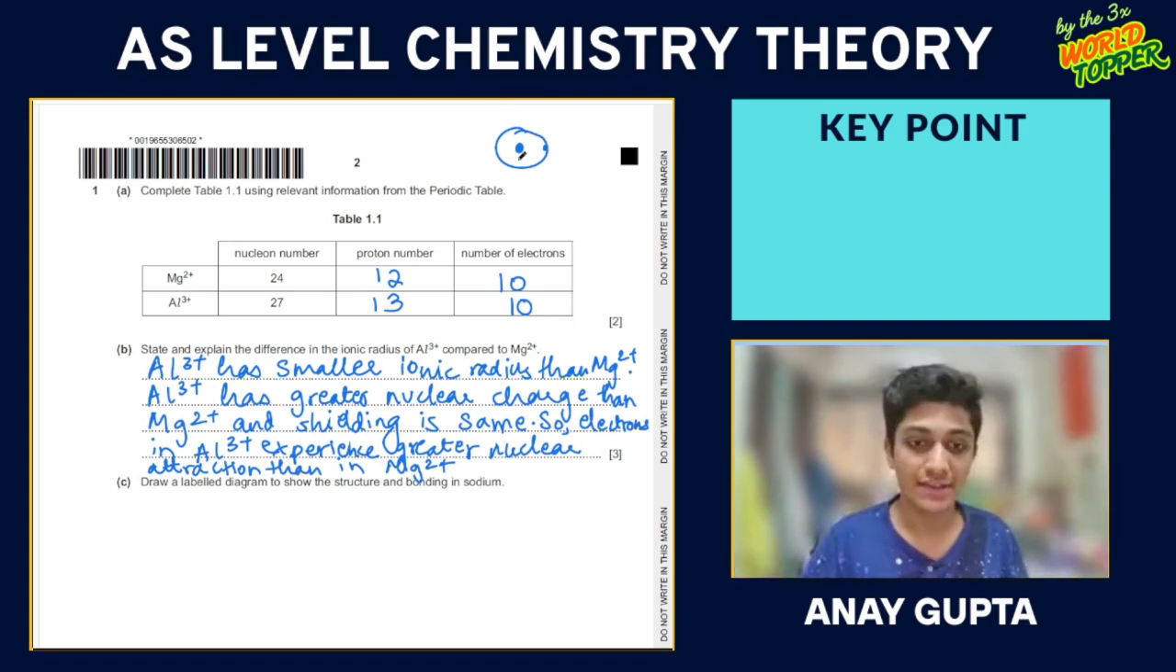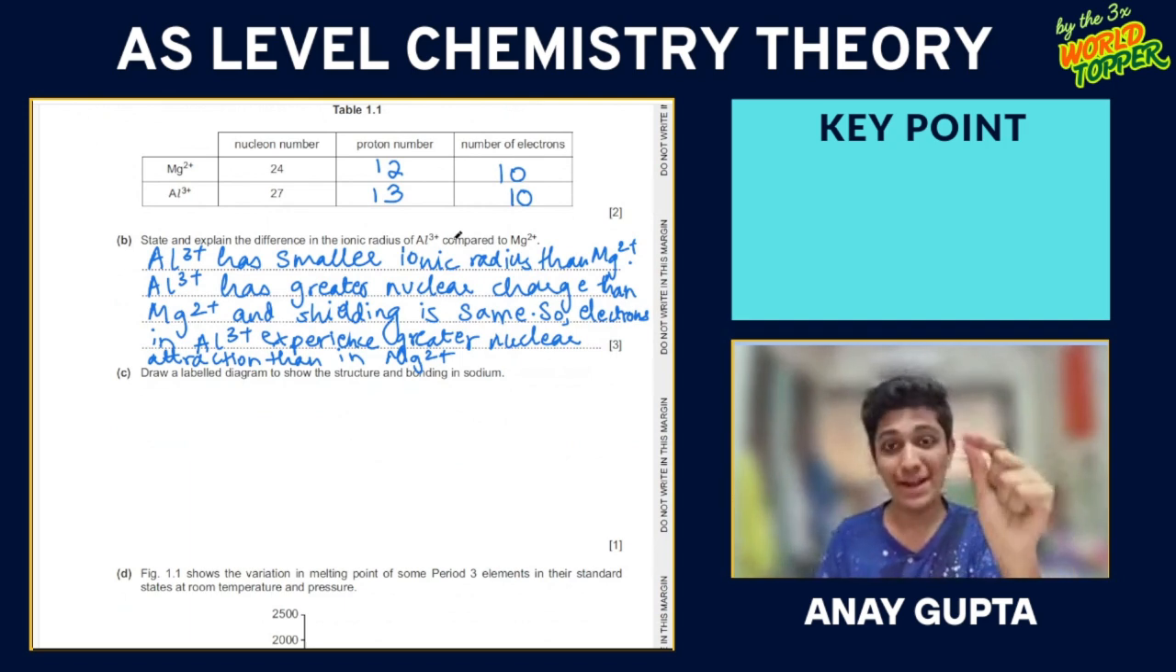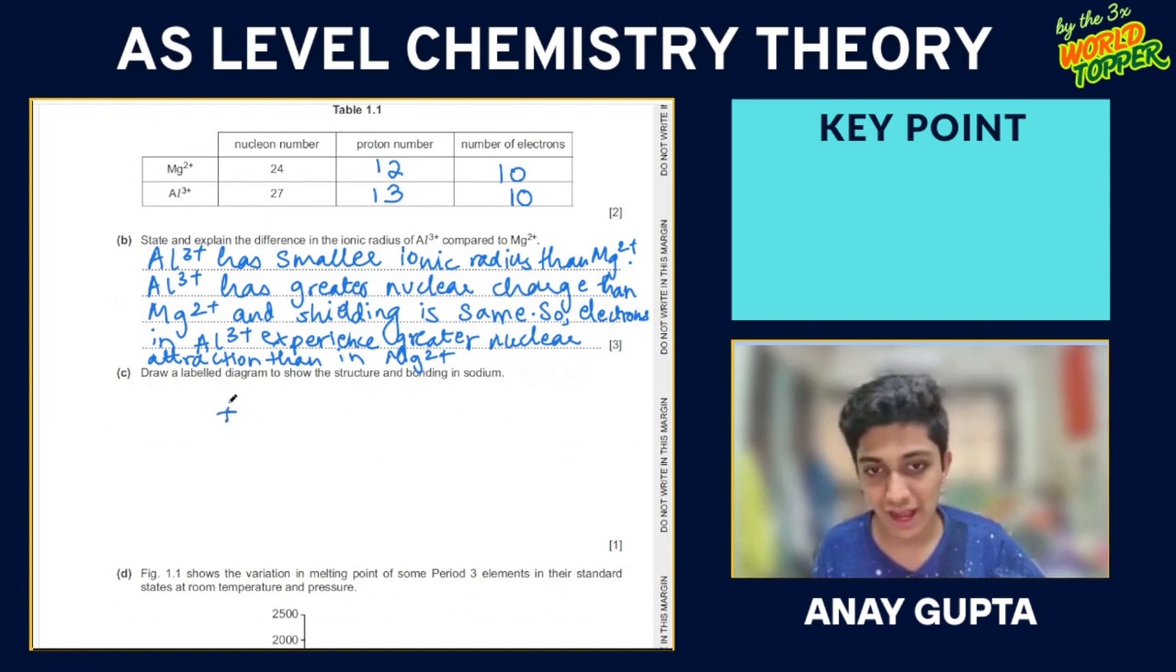Very simple. Next question. Draw a labelled diagram to show the structure and bonding in sodium. Now, sodium is a metal, so it will obviously have metallic bonding. Now, we know the trick over here, right? A metal is made up of positive ions. It is made up of positive ions.